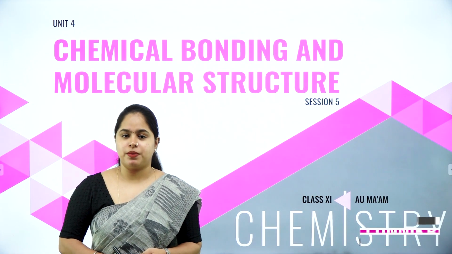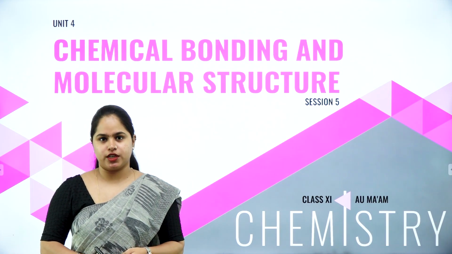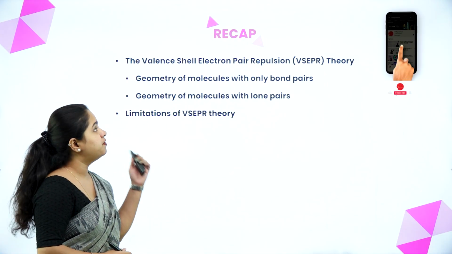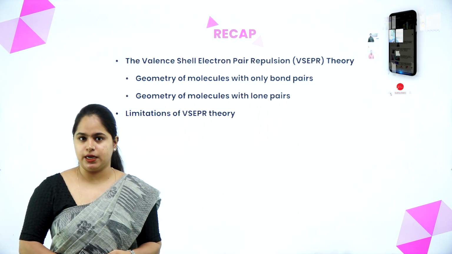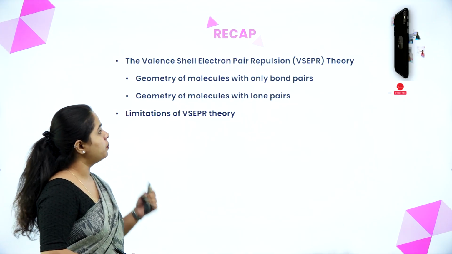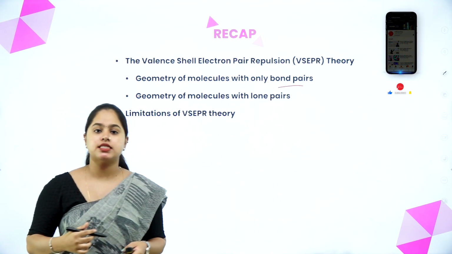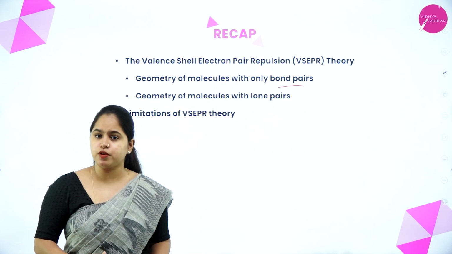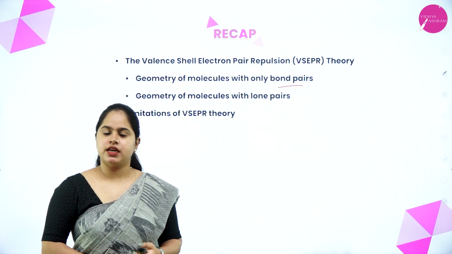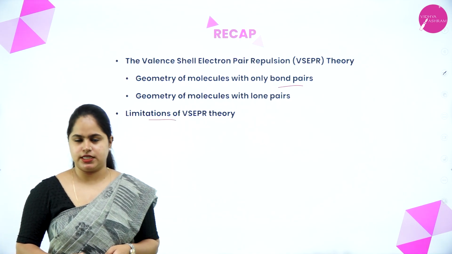So today we are back with session 5 of the chapter Chemical Bonding and Molecular Structure. Yes, so in last class we discussed the valence shell electron pair repulsion theory, right? Where in detail we studied the geometry of molecules with only bond pairs. And then we discussed the geometry and shape of the molecules with bond pairs as well as lone pairs. And then finally, we even discussed the limitations of VSEPR theory.